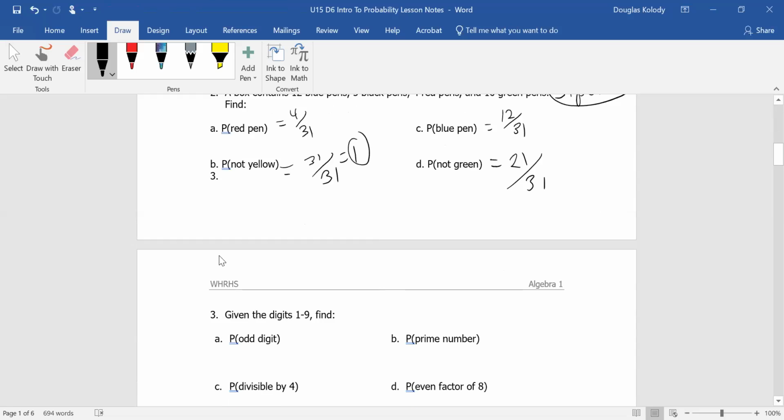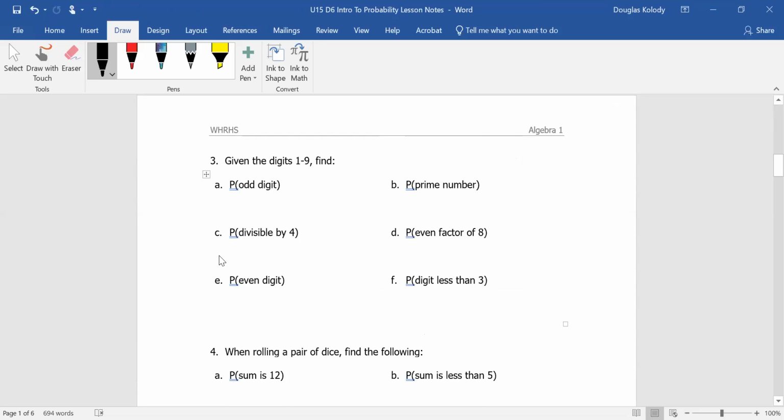Okay. So let's get down to this right now. Reviewing some things you learned in middle school. All right, given the digits 1 through 9, so that means I have 1, 2, 3, 4, 5, 6, 7, 8, and 9. That means my denominator for all of these is going to be 9.